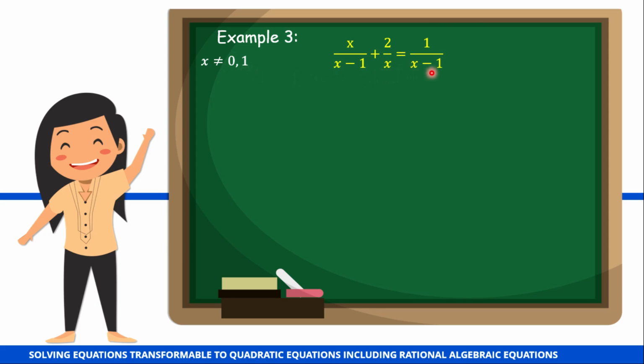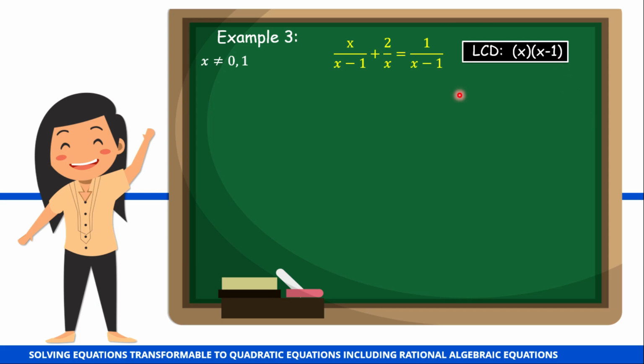Punta naman tayo sa LCD. Ano ang LCD ng ating mga denominator? Ang ating LCD ay x at x minus 1. Mayroon tayong magkaparehong x minus 1, kaya isasama natin yan sa ating LCD. At wala naman tayong ibang monomial na dito kundi x, isasama na rin natin ito sa ating LCD. So, ang ating LCD ay x times quantity x minus 1.